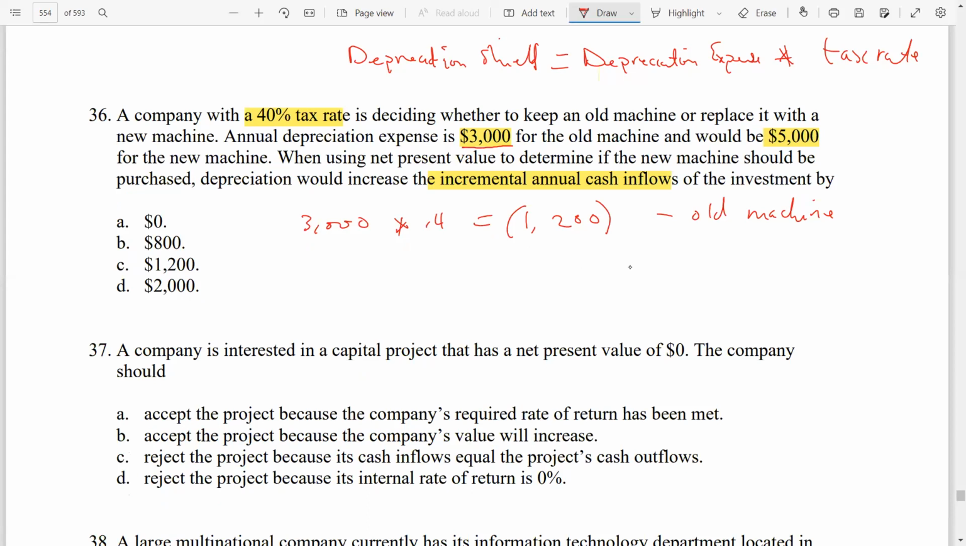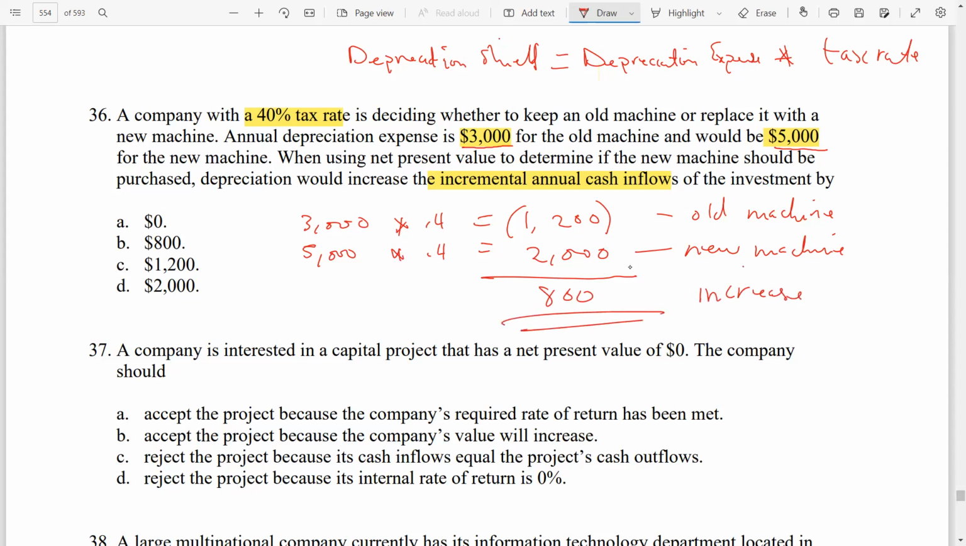Now what about the new machine? The new machine is going to have a depreciation of $5,000. So 5,000 multiplied by the 40% is 2,000. So although we're losing 1,200, the new machine is giving us a 2,000 tax shield. So 2,000 minus 1,200 is 800. So the cash flow is going to increase by 800. And the correct answer here is B, which is 800.